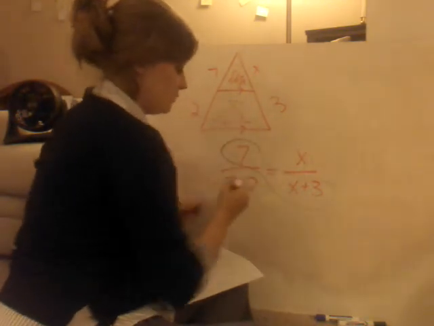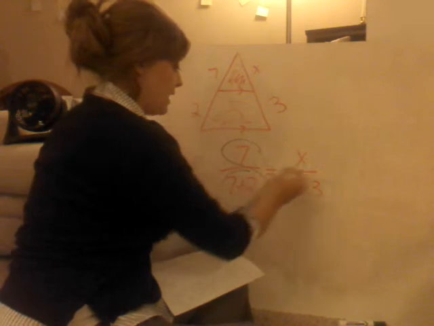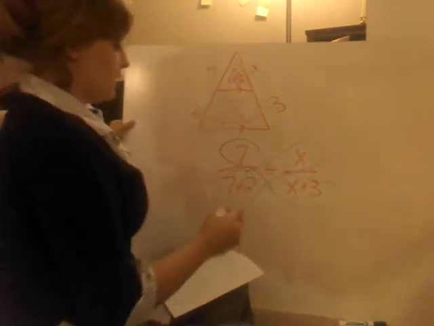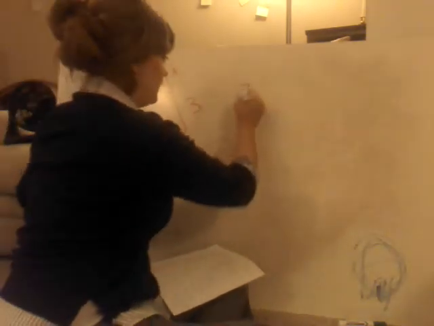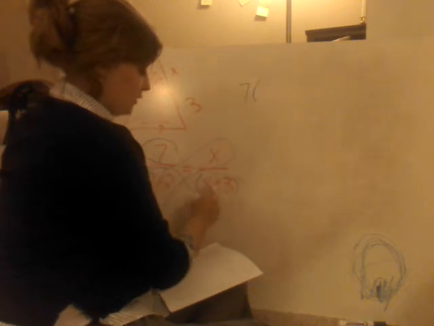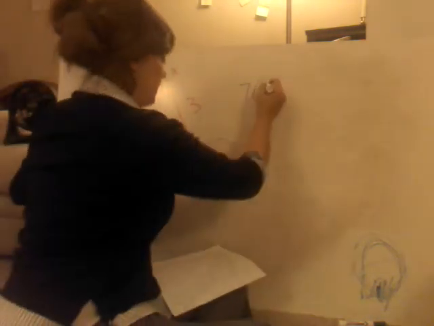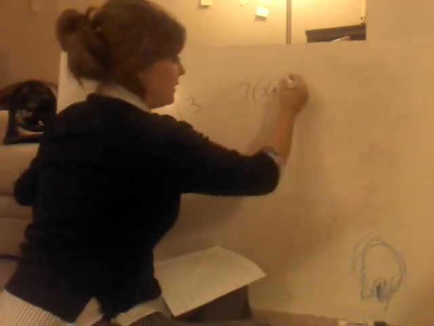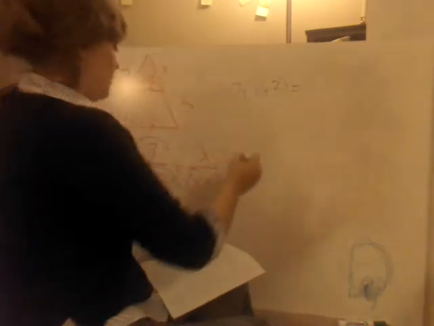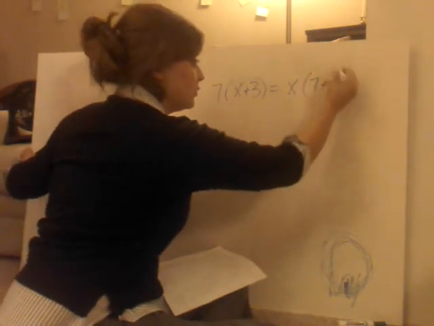like so. I'm even going to bust out a new color today. Look at the blue. Alright, so now I'm going to have 7 times the quantity, this whole thing right here. So there's parentheses around this even if we don't see it. We can always add little parentheses in. X plus 3 is equal to x times 7 plus 2.